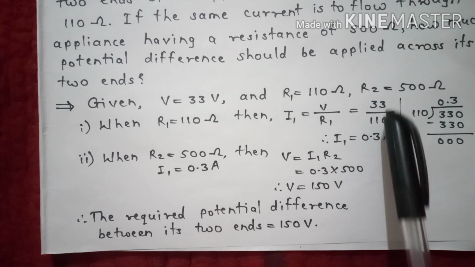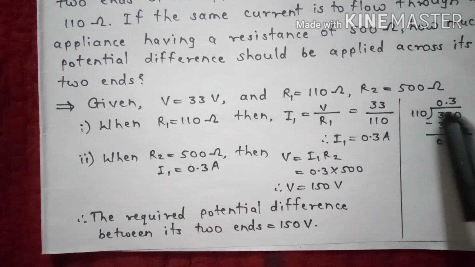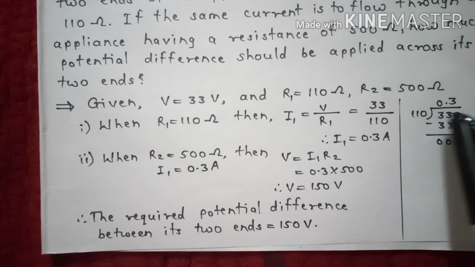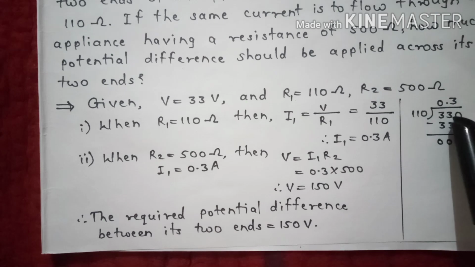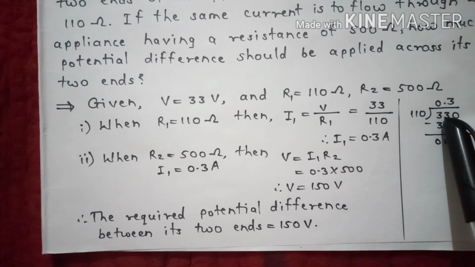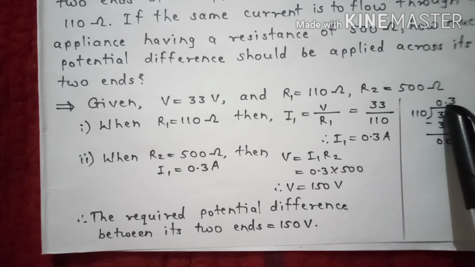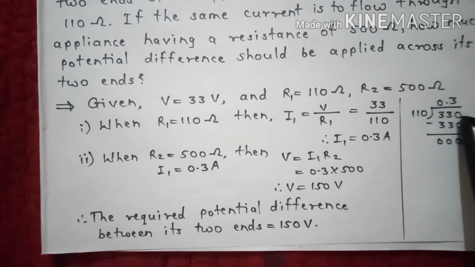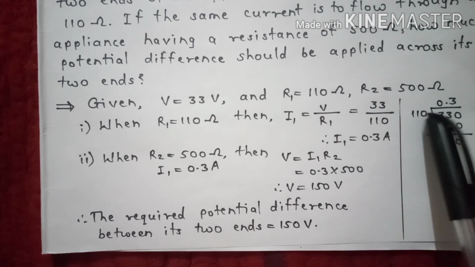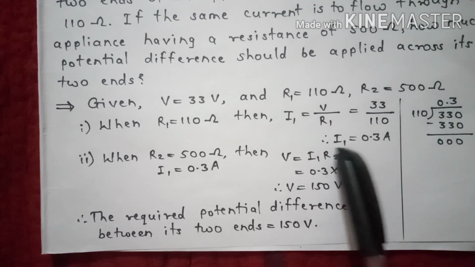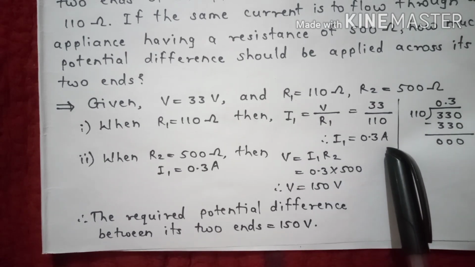So here this division we can do in the working column, that is 110 divided by 33. We cannot divide directly, that's why here we put 0 point, then here we will put 1 0, it will come 0.3, and therefore current I1 is equal to 0.3 ampere.